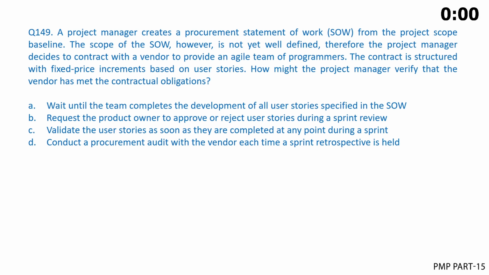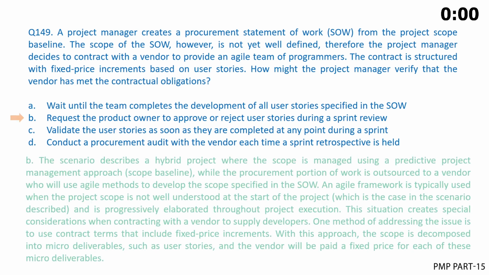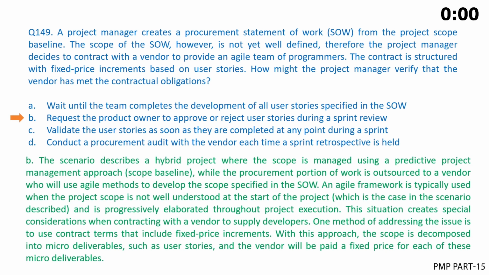The correct answer is B. The scenario describes a hybrid project where the scope is managed using a predictive project management approach, scope baseline, while the procurement portion of work is outsourced to a vendor who will use agile methods to develop the scope specified in the SOW. An agile framework is typically used when the project scope is not well understood at the start of the project, which is the case in the scenario described, and is progressively elaborated throughout project execution.